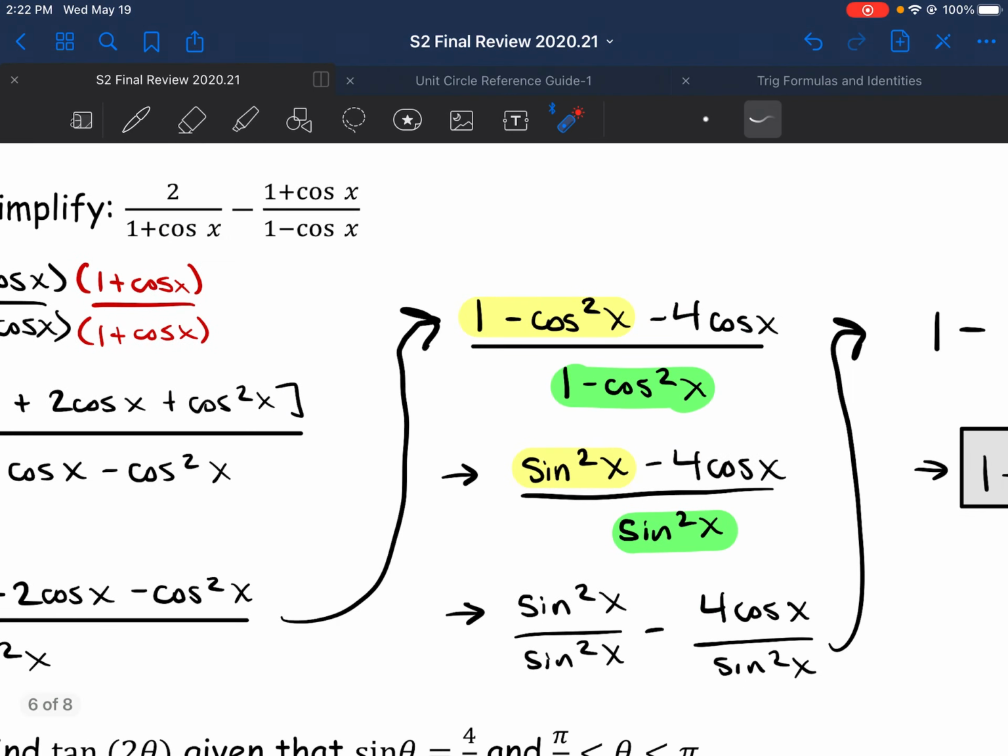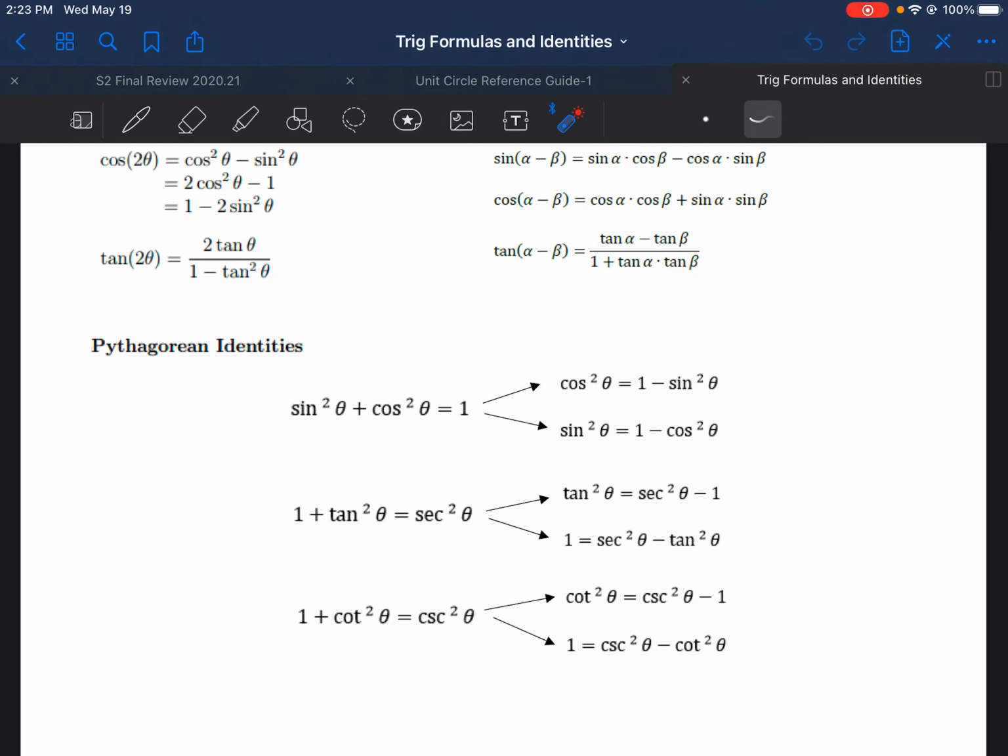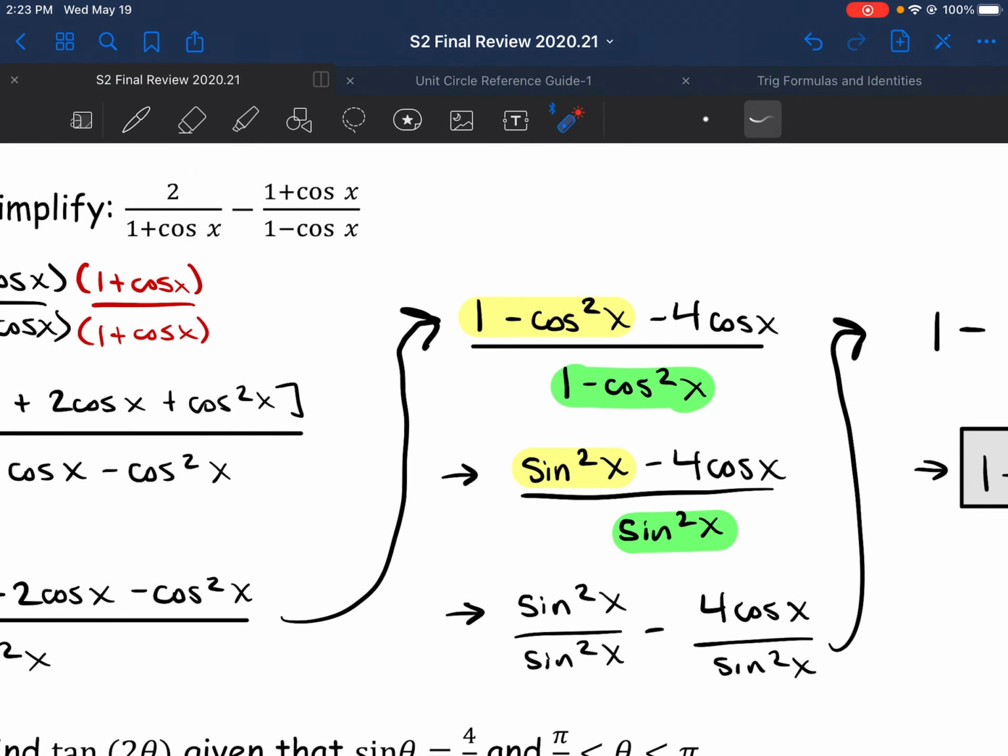So here's how I got everything rearranged. 1 minus cosine squared minus 4 cosine x. I have this 1 minus cosine squared in top and bottom. Pythagorean identity, 1 minus cosine squared is sine squared. So I replace both of these with sine squareds. And now what I'm going to do is I'm going to split the fraction. I'm going to go sine squared over sine squared minus 4 cosine over sine squared.